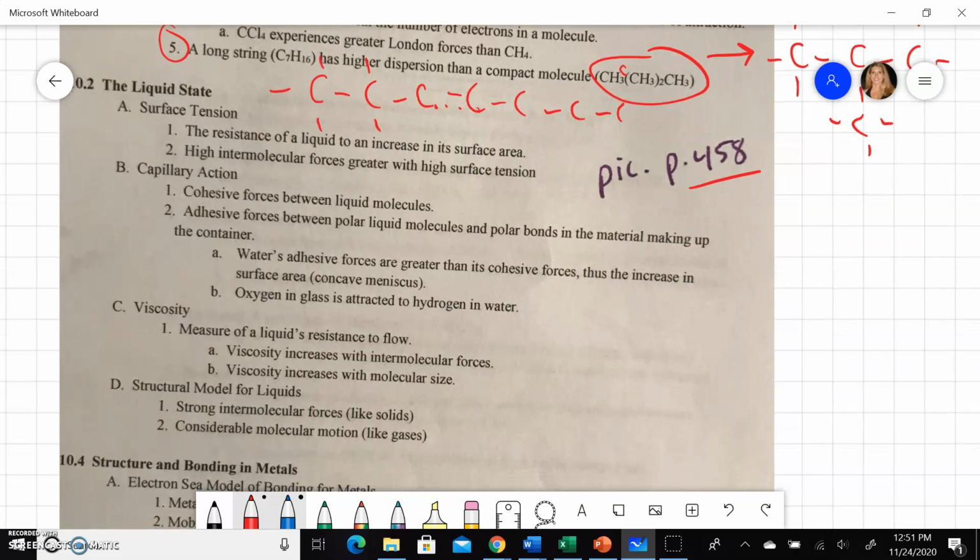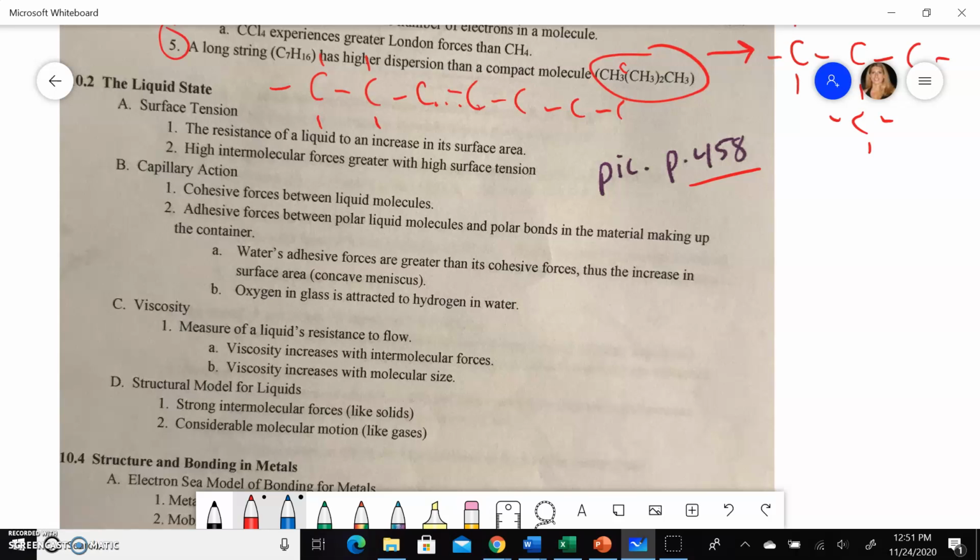Capillary action you learned about in biology. In fact, most of these you should have learned about in biology. But this is when water has the attractive properties to itself, which is called cohesion. And then it's also attracted to other things, which is called adhesion. And this is actually the reason why we get a meniscus.